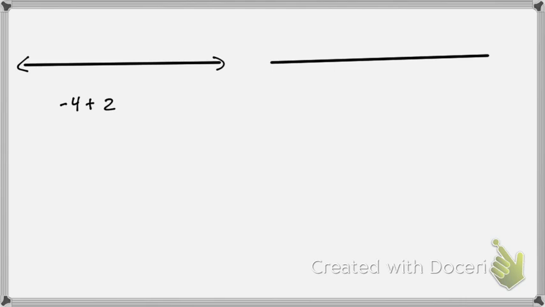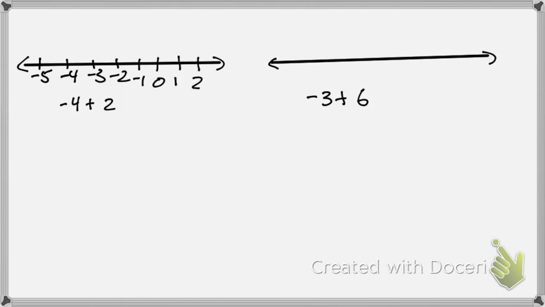The first one would be negative 4 plus 2. And the second one would be negative 3 plus 6. On the left side, start from negative 5, negative 4, negative 3, negative 2, negative 1, 0, 1, 2. On the right one, we'll go negative 3, negative 2, negative 1, 0, 1, 2, 3.